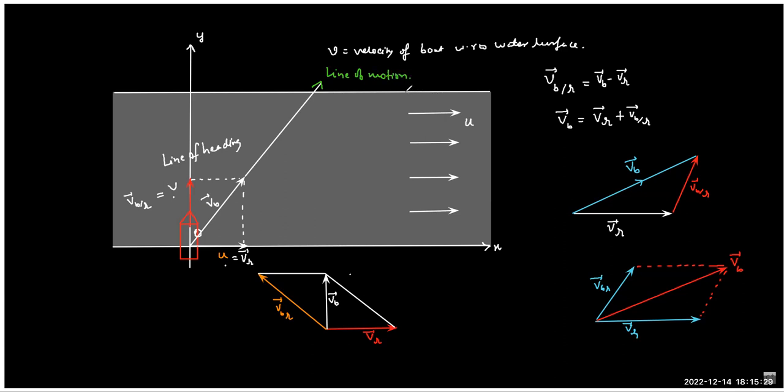So, in the river man problem, or river boat problem, there are two things which are of great importance. The first is called the line of heading. Line of heading is defined as the direction in which the swimmer is intending to move. And the line of motion is the direction in which you actually move. So the line of heading is also called the relative velocity, the velocity which we see in the frame of the river surface.